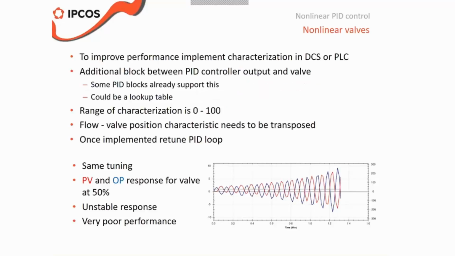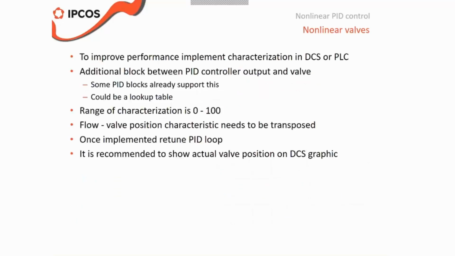Well, you could do it like this. Basically, what needs to be done is adding one block to the DCS, which is a valve characterization block. Adding this block to the DCS basically means that I'm linearizing the response for the PID loop. For some DCSs you have to implement an additional block in the DCS. Some DCSs already support this in the PID loops, and you can add this characterization to the PID loop itself. Honeywell is an example of this.